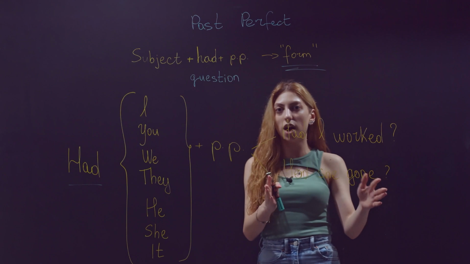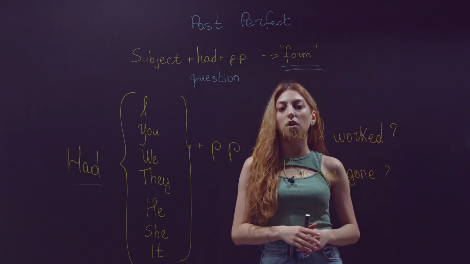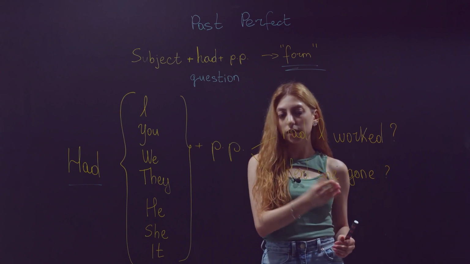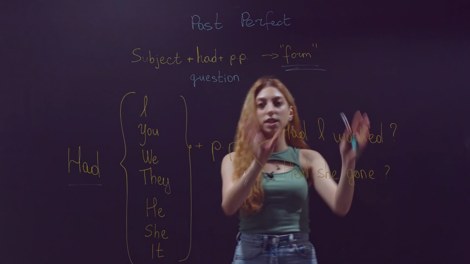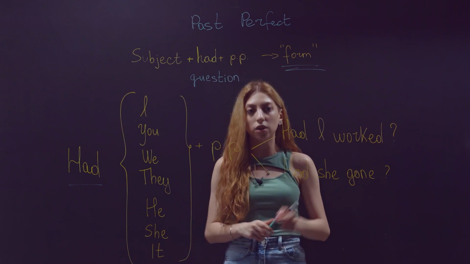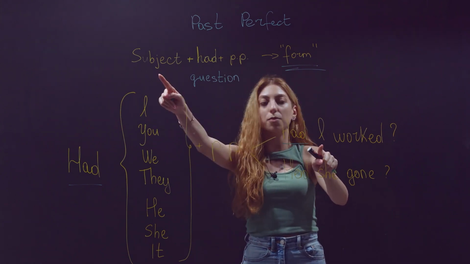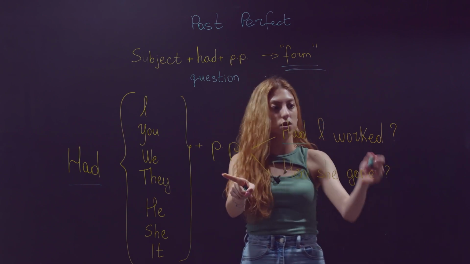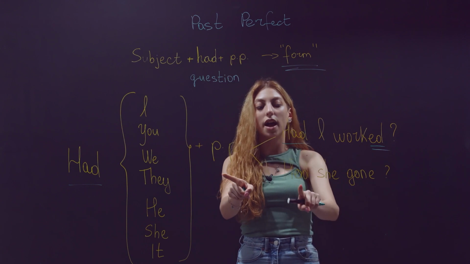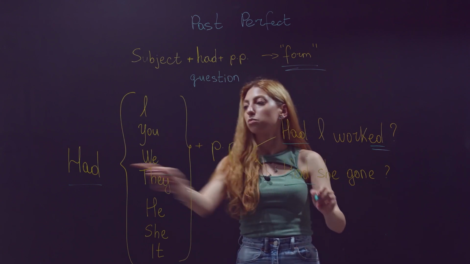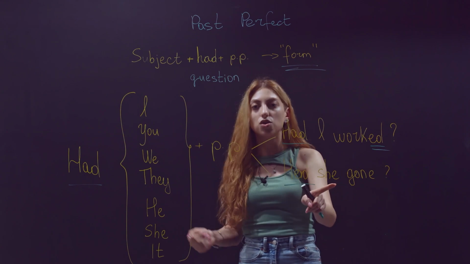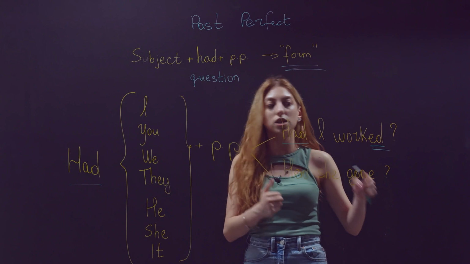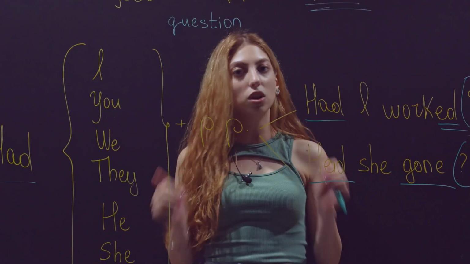Well, guys, now let's pay attention to the examples. We have two different examples. So, had I worked? Had she gone? Now let's analyze the structure. What we have here: had plus subject plus the verb in past participle form, which is worked. Next one, had she gone? Again, had, because it is a question, she, the subject, plus gone, which is the third form of go. Go, went, gone. Well, this is all about the question.